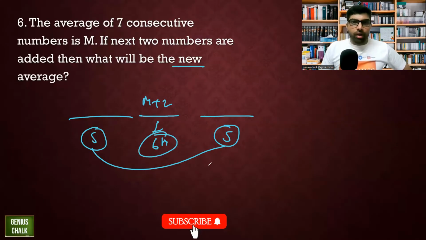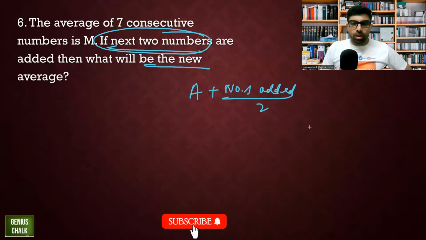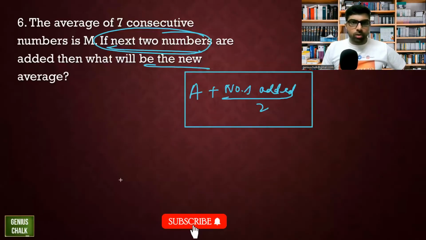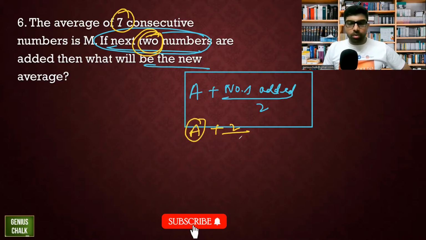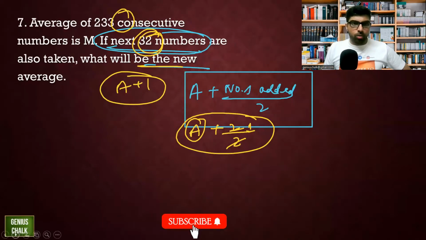So what is the rule? Whenever you add the numbers, the new average will always be the older average plus the numbers, please note it, added or subtracted, by 2. I hope this is clear. This concept, you can apply directly. How many numbers? 7 numbers. So if I add 2 numbers here, and the old average is A, suppose, divided by 2, the overall average will be increased by 1. So it is A plus 1. I hope this is clear.